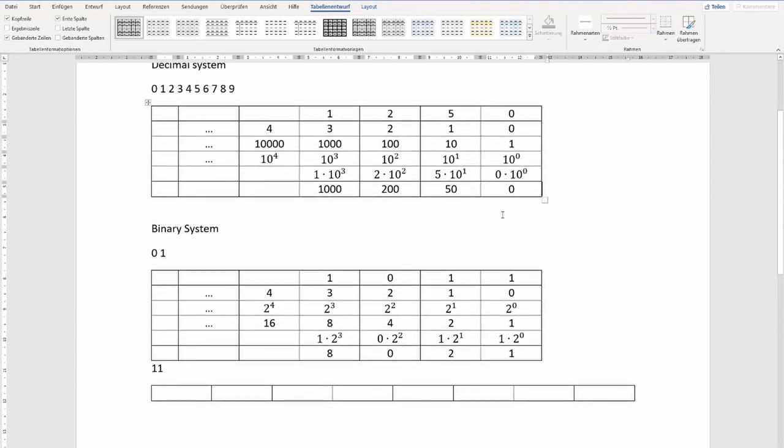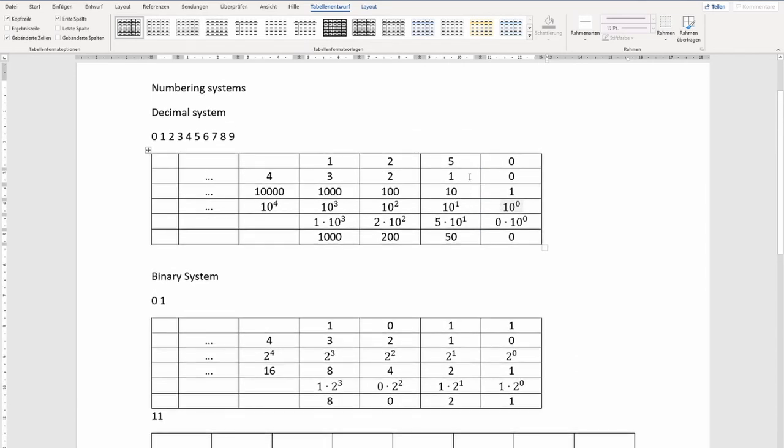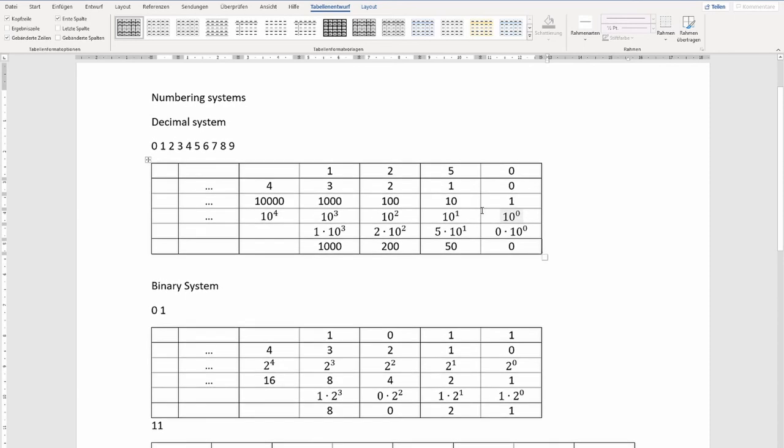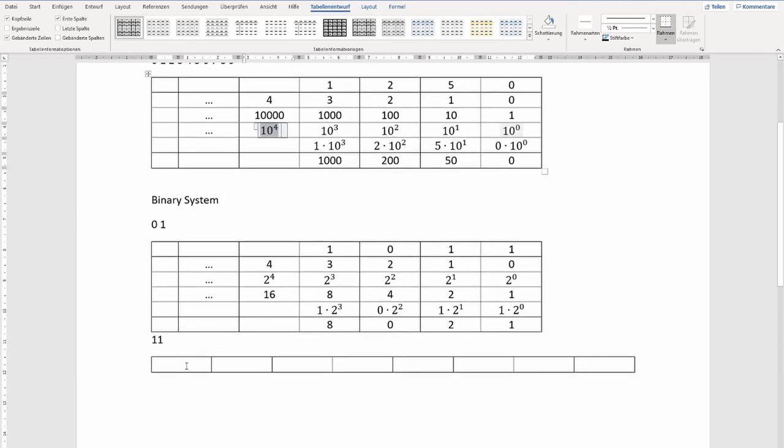How many combinations could we write with a 2-digit decimal system? The maximum number is 99, and plus 0, 100. So with 2 digits, we can have exactly this amount of different combinations. With 3 digits, the maximum number is 999, plus 0 is 1000. That's the maximum number for a 3-digit decimal number. And that's the maximum number for a 4-digit decimal number.